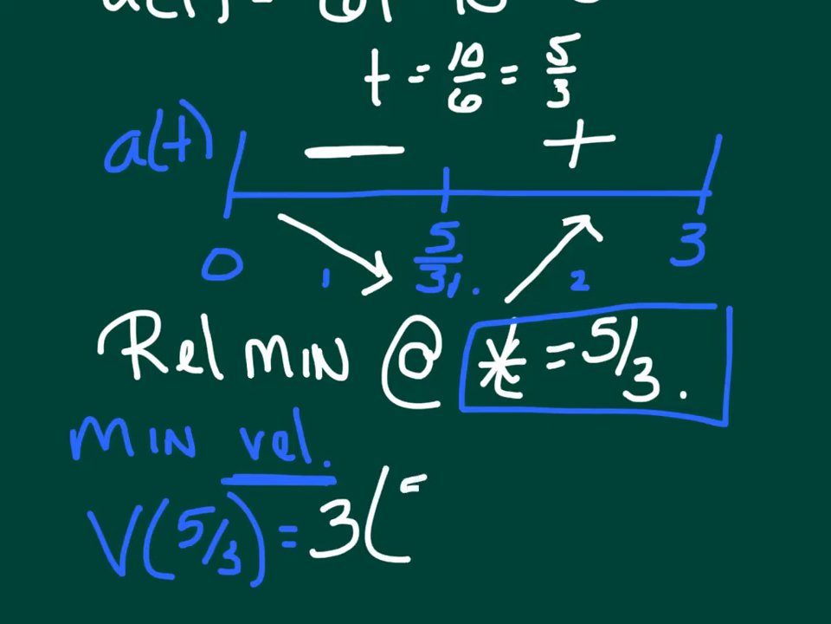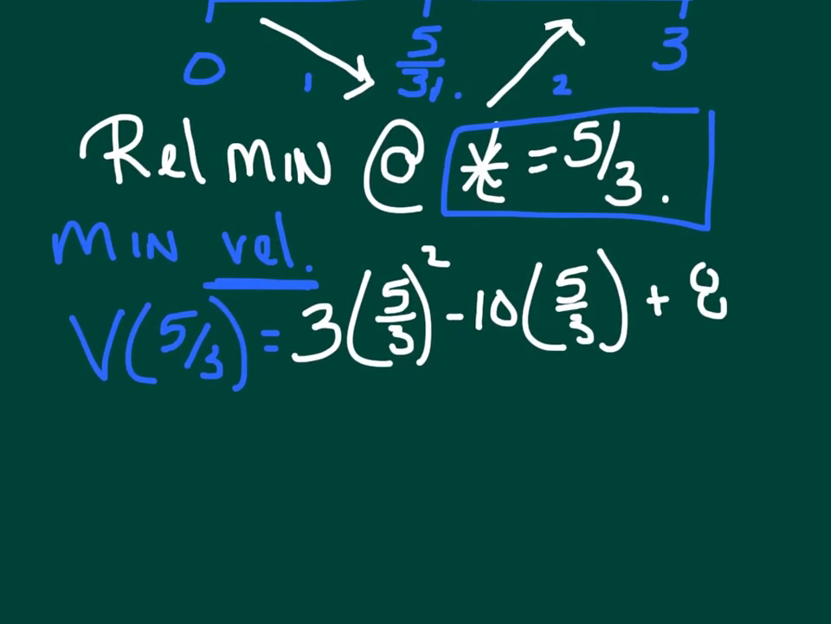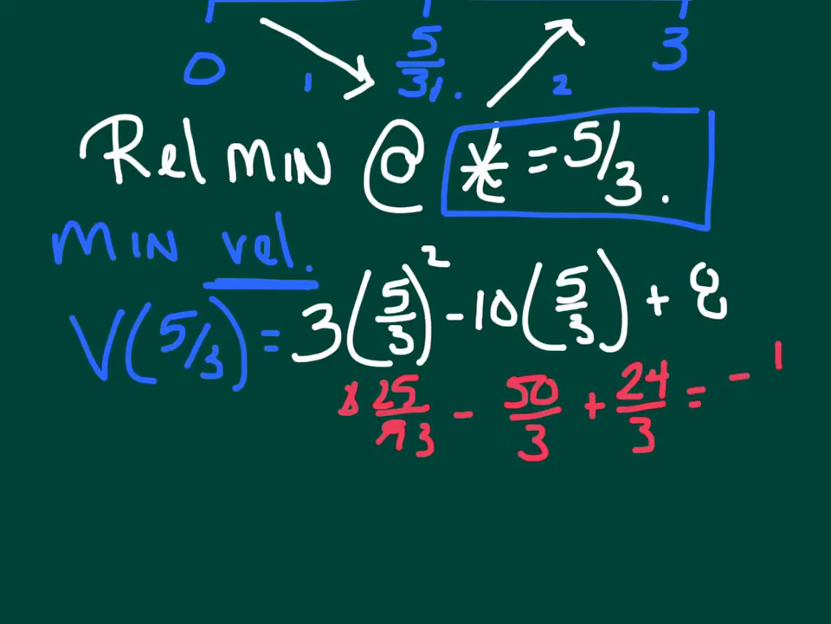So it was 3t squared, so 5/3 squared, minus 10 times 5/3 plus 8. So that's 25/9 times 3 makes that 25/3 minus 50/3. If I want this to be an 8, that's 24/3, which gets me a total of -1/3. Okay, so I know it happens at 5/3 and the velocity is -1/3.